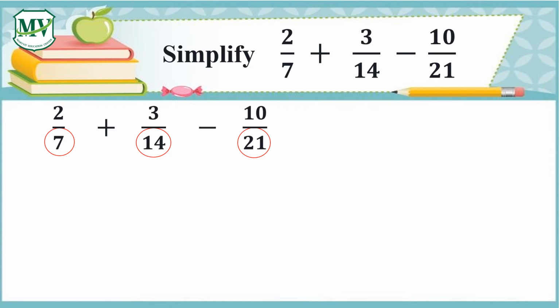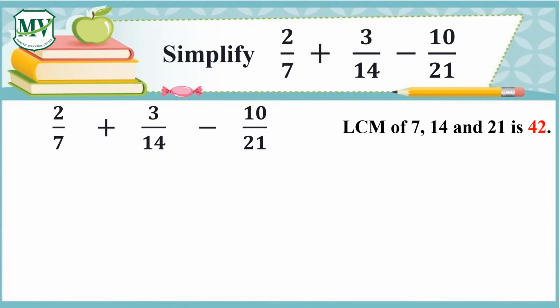We have 7, 14, and 21. To add or subtract these fractions, we need to make their denominator the same. To do that, we take their LCM as their common denominator. The LCM of 7, 14, and 21 is 42. Let's multiply the first fraction by 6, the second fraction by 3, the third fraction by 2, so that we can make the denominator the same.